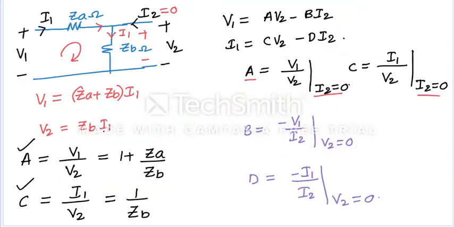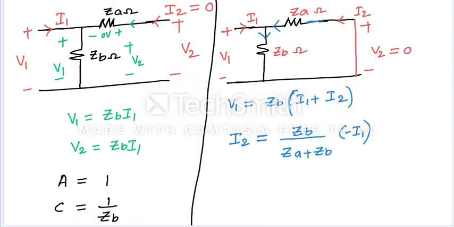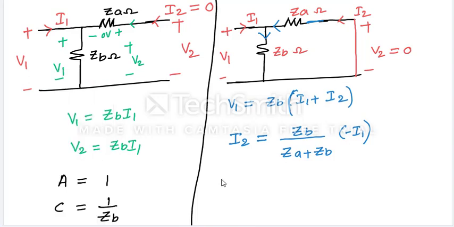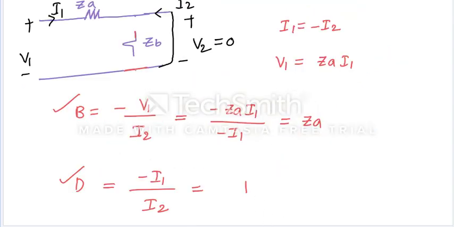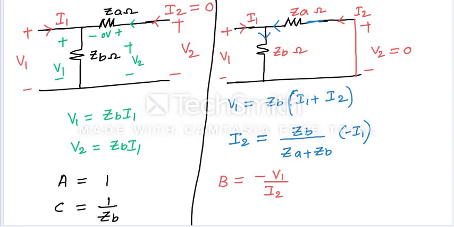From this, we can see now B means what? Minus of V1 by I2. Now this B means what here? Minus of V1 by I2 now here. That means the ratio between these two we should take here. V1 by I2. B means this thing now. So tell me what is the ratio we should take now here.